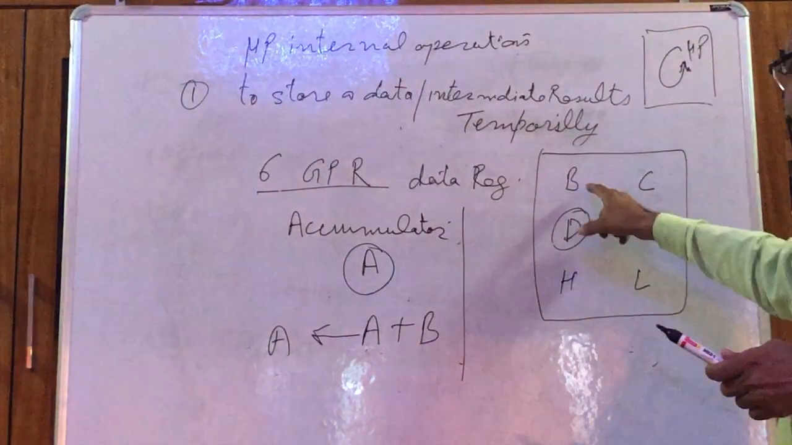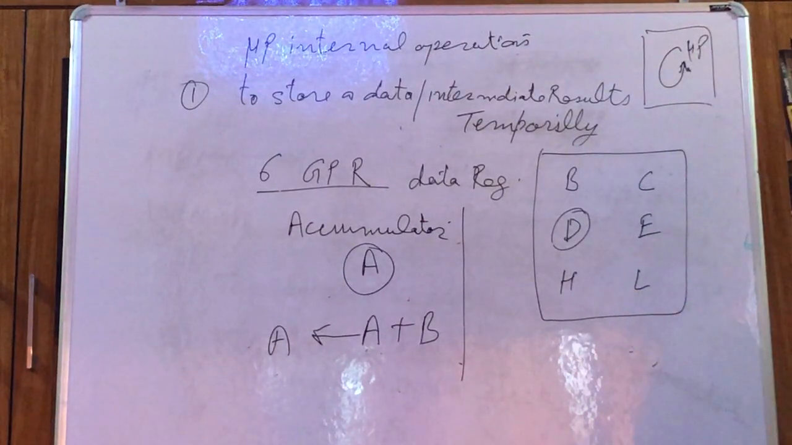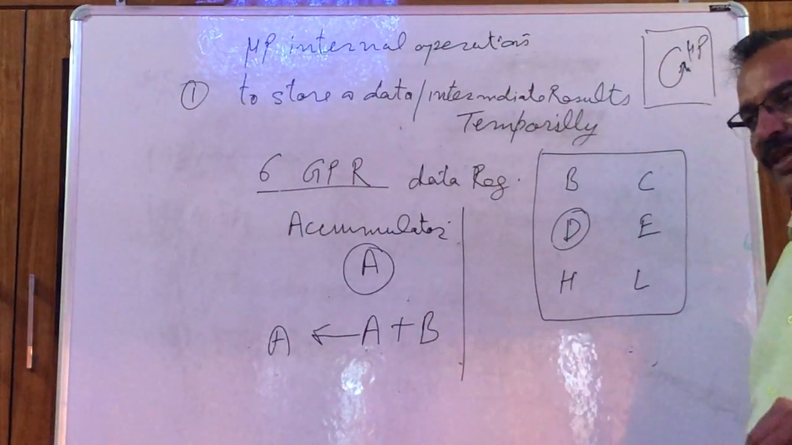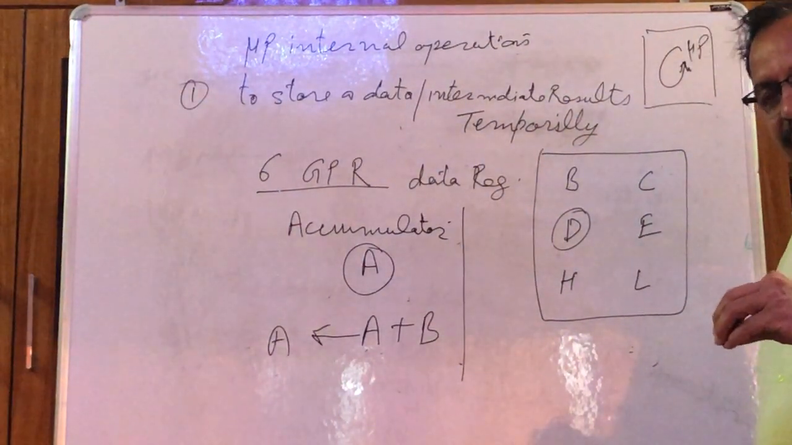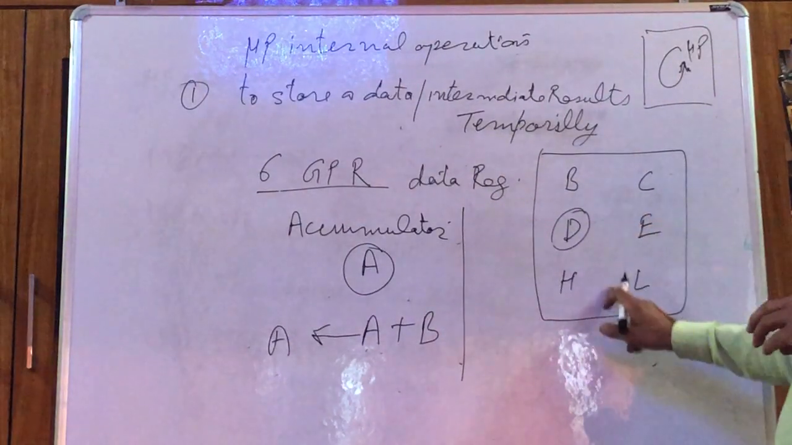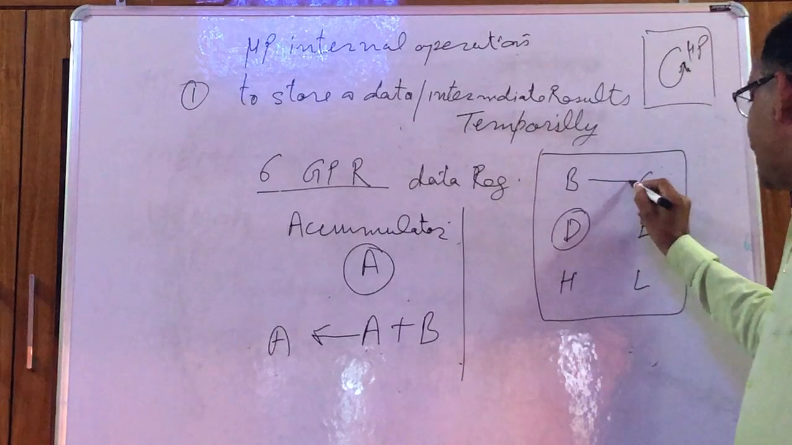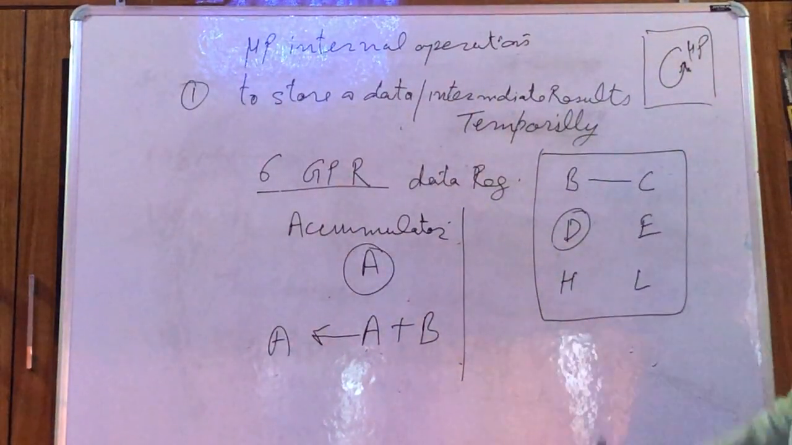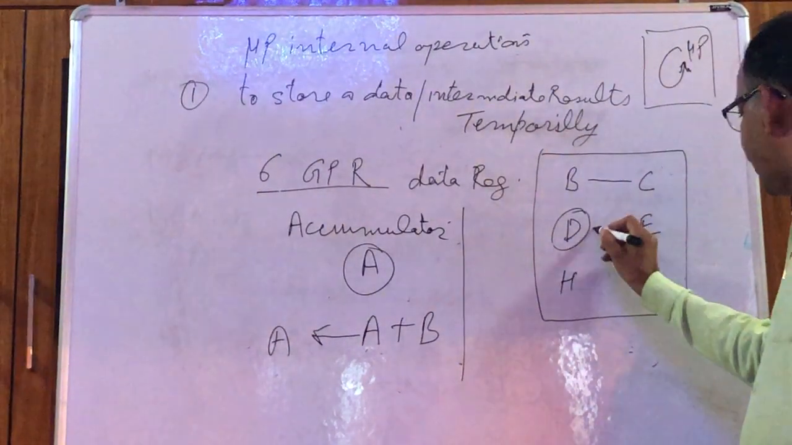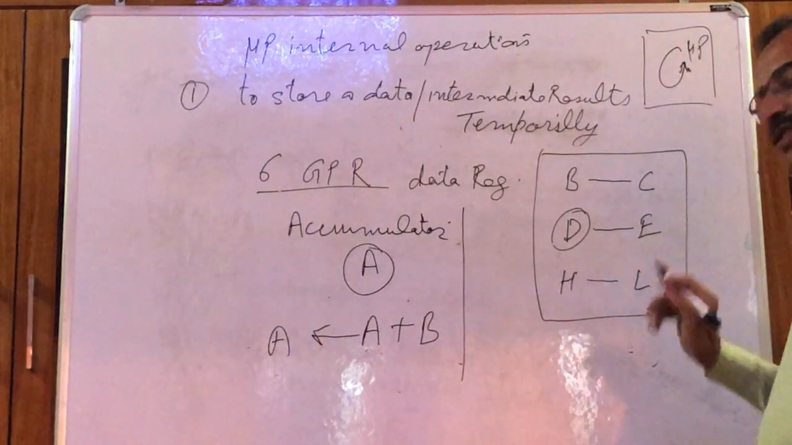But we are having only 8-bit registers. So what happens? Whenever the microprocessor has to perform a 16-bit operation, it has to store the 16-bit data. To store the 16-bit data, these registers form pairs. That means B will pair with C, and the 16-bit data will be stored in the BC register pair; D will pair with E, in the DE register pair; and it can also be stored in the HL register pair.